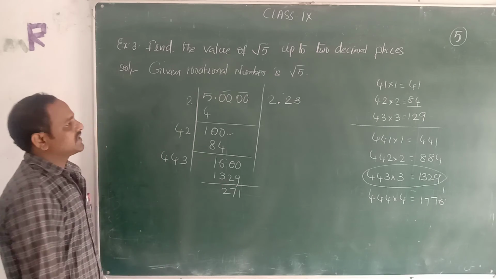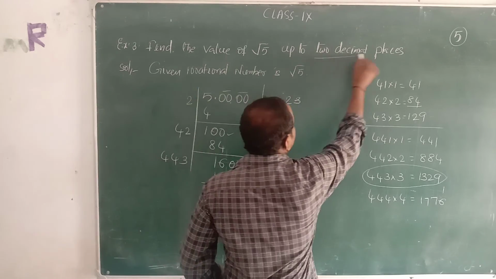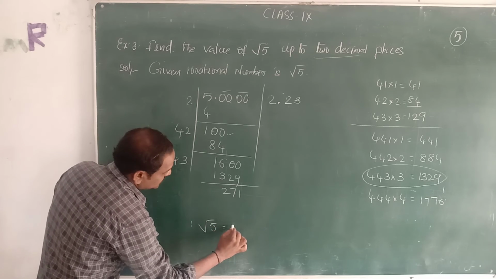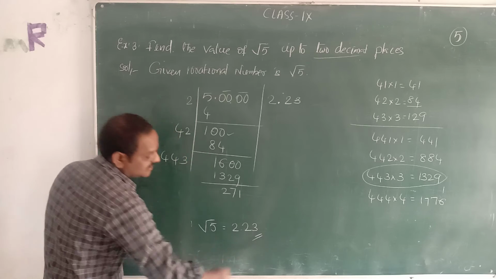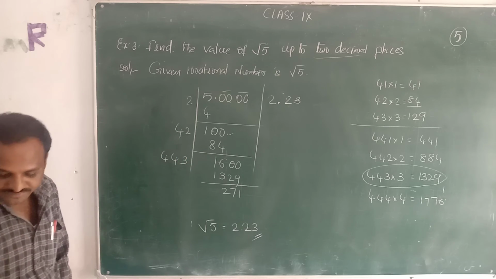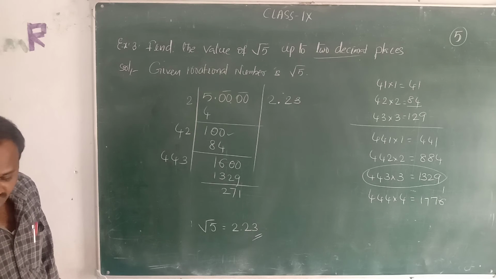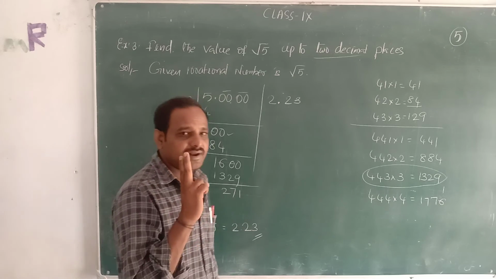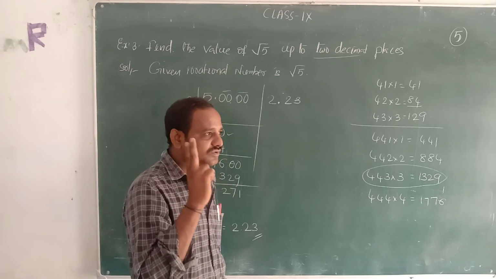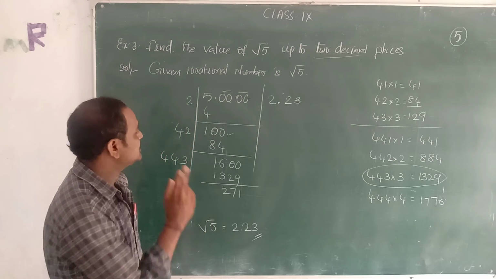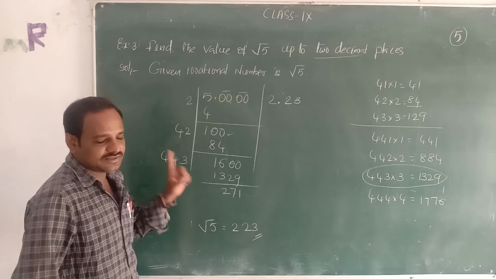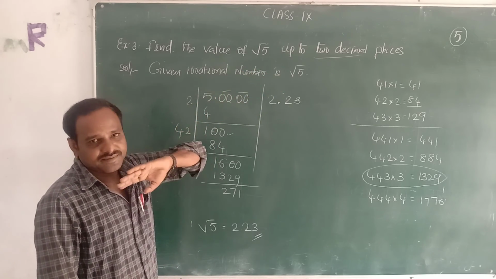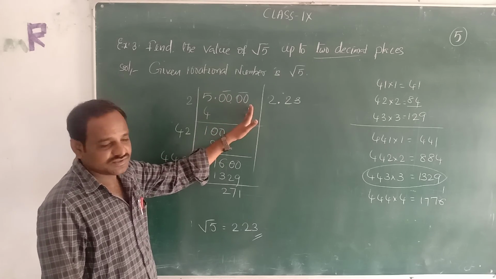271. He asked us to find up to how many decimals? 2 decimals. So the value of root 5 is how much? 2.23. Did you understand? Once again listen carefully. He asked us to find the value of root 5 up to 2 decimal places. To find it, the process is like this. Previously we already did it for 2 and for 3. So by taking 5 here, since he asked us up to 2 decimal places, I took 2 pairs of zeros.